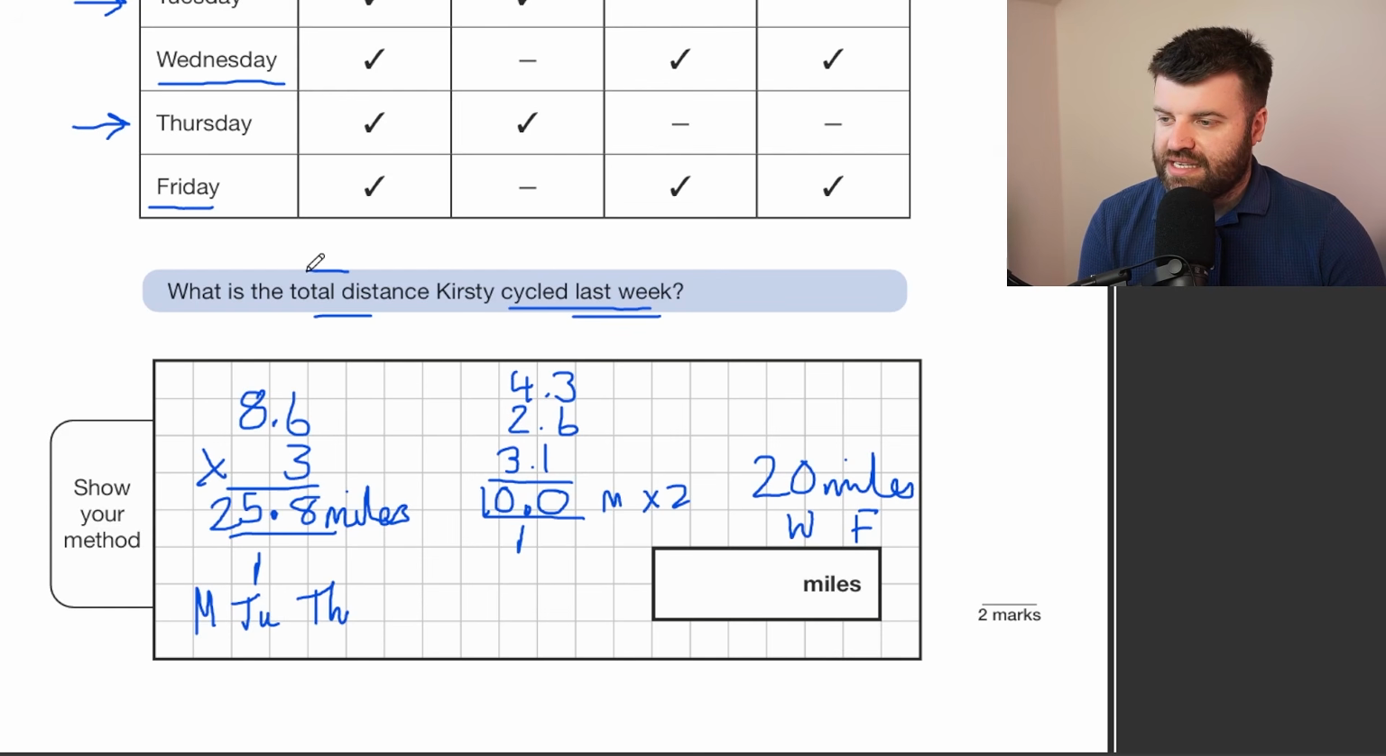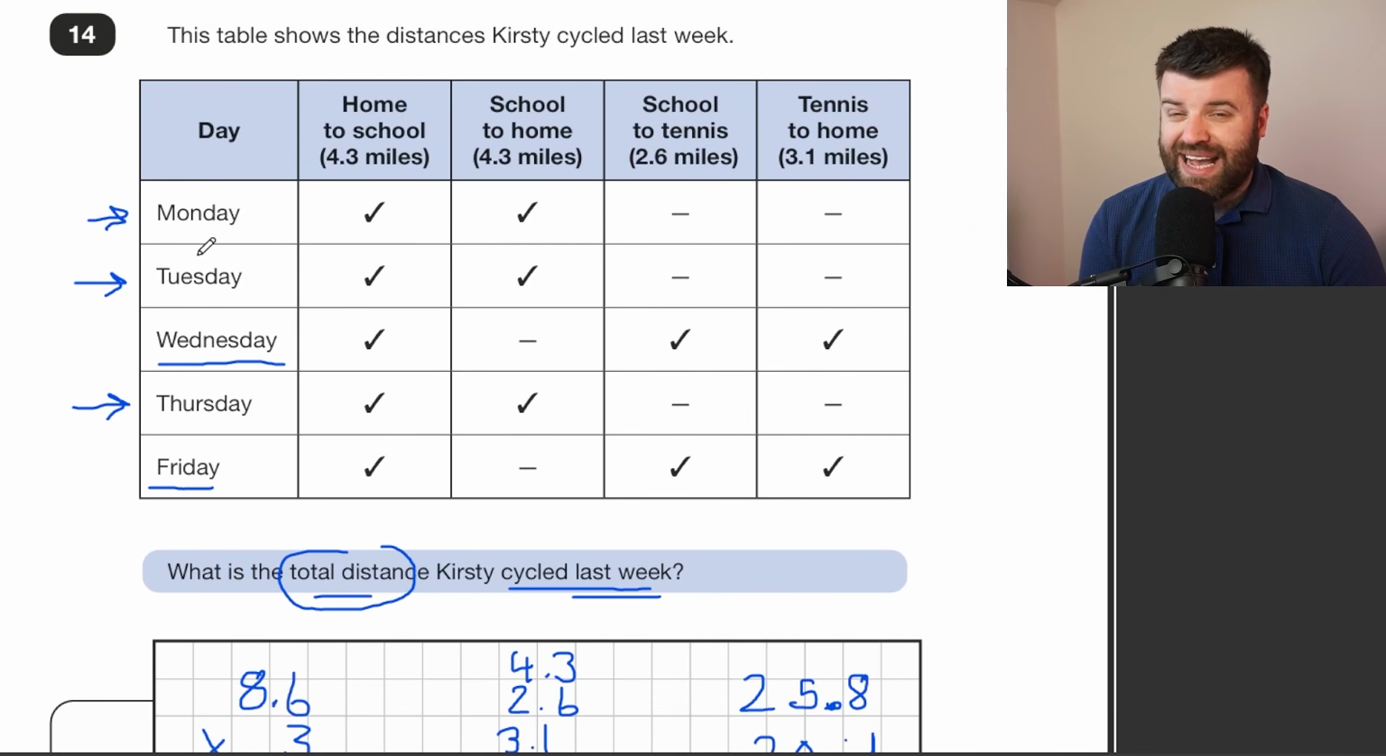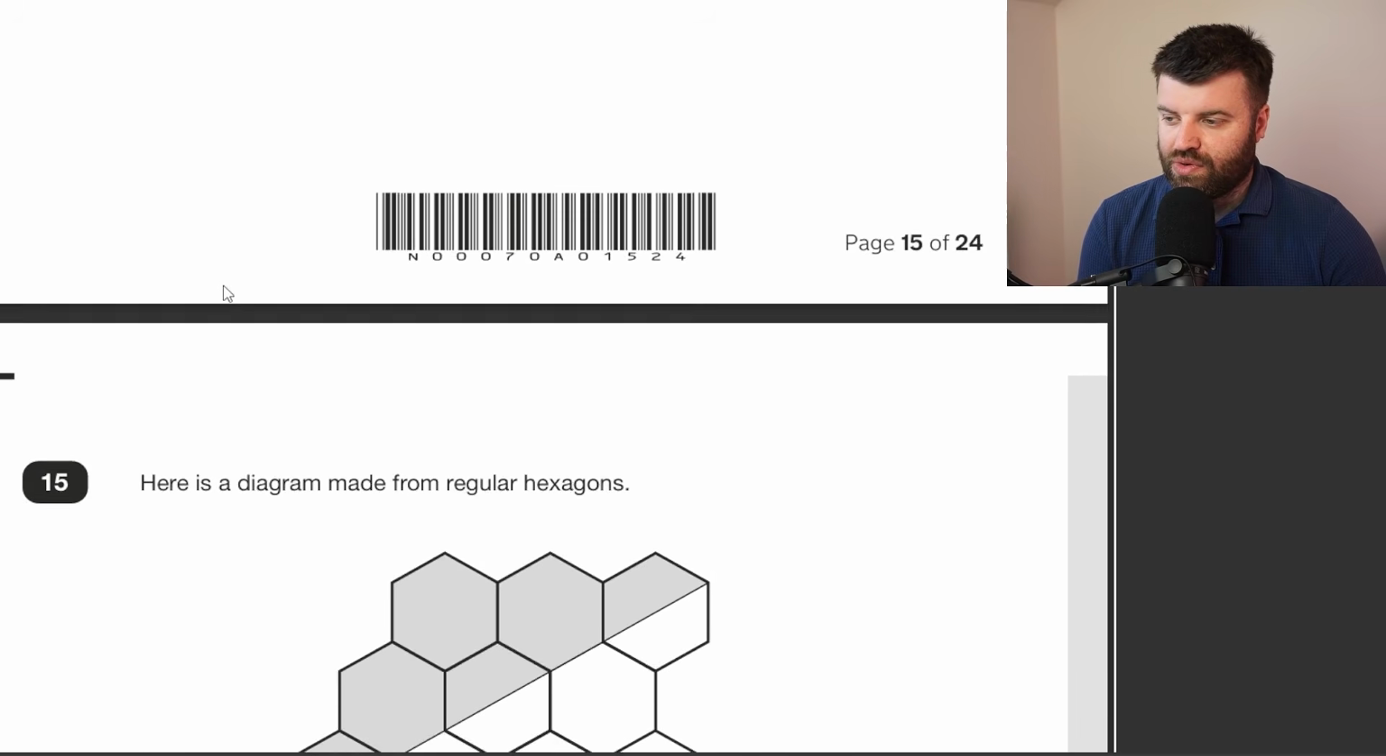So if the question says total distance all week, I need to combine these two answers now. I need to add 25.8 and 20 together. Adding 20 is very simple. We get 45.8 miles altogether. Looks like quite a daunting question, but actually there are little shortcuts baked inside of it to try and get to the answer more quickly.